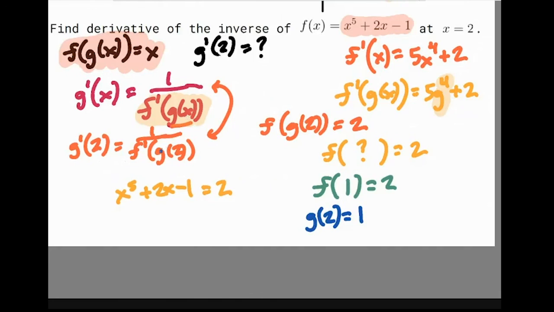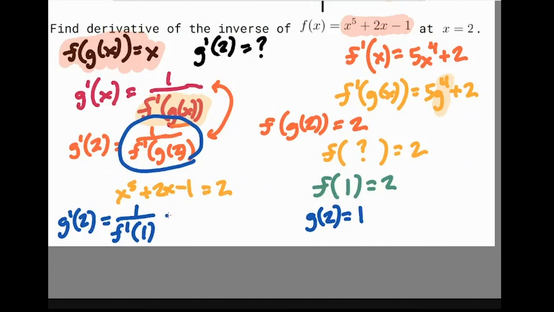So now this formula ends up being 1 over f prime of 1, which is what we're looking for. Well, f prime is right here. So all you have to do is plug a 1 in there and you get 7. So the final answer is just 1 over 7. Sometimes students forget the 1 over. So make sure you do that. They plug it in right away and say, oh, it's 7. But they forget the actual formula is 1 over that.